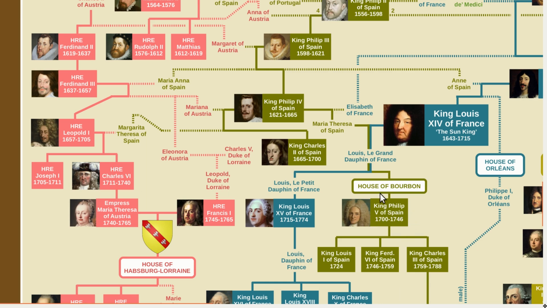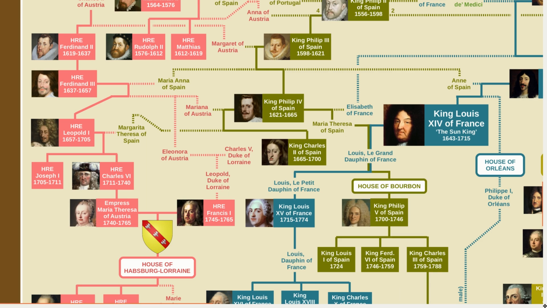King Philip V was actually of the House of Bourbon, which was the ruling house in France, and it's all because of this marriage here. Louis XIV of France was married to the daughter of King Philip IV of Spain. And so you can see here then that the easiest way for the throne to pass would be through this daughter.